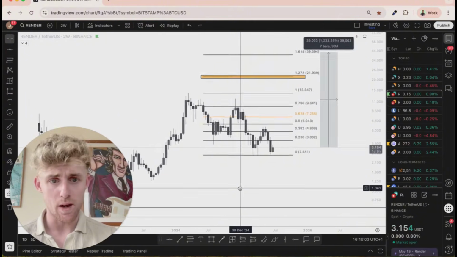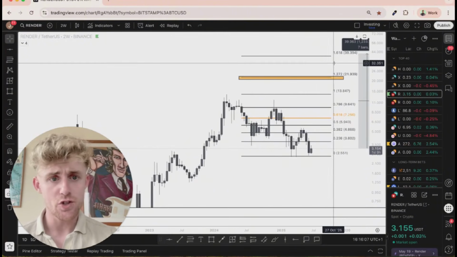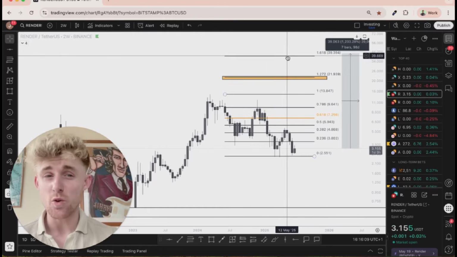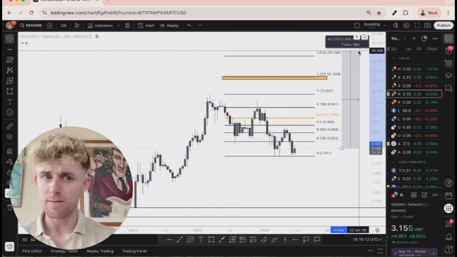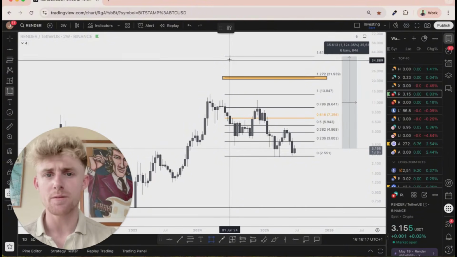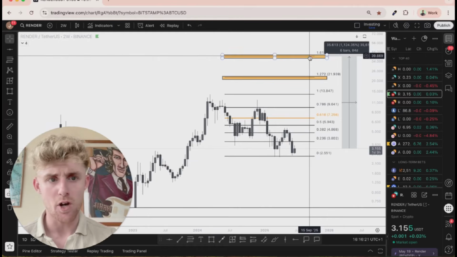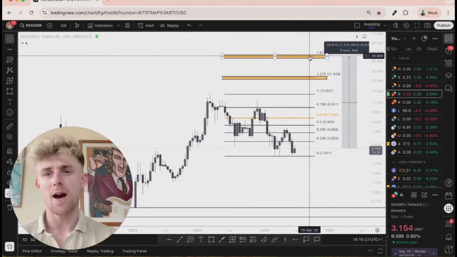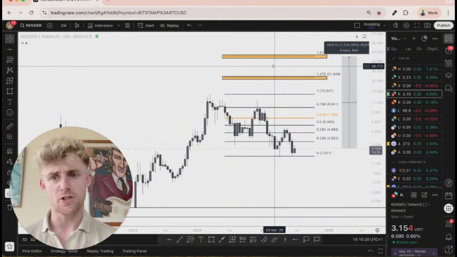And let's just go through what that would look like for the price of Render if that did happen. As you can see, it doesn't quite come in line with the 1.618 on the dollar, but it's not a million miles away. So for me, my most optimistic target for Render is right here at approximately $40. I think that would be a fantastic price prediction for Render, and it's also backed up by the charts.